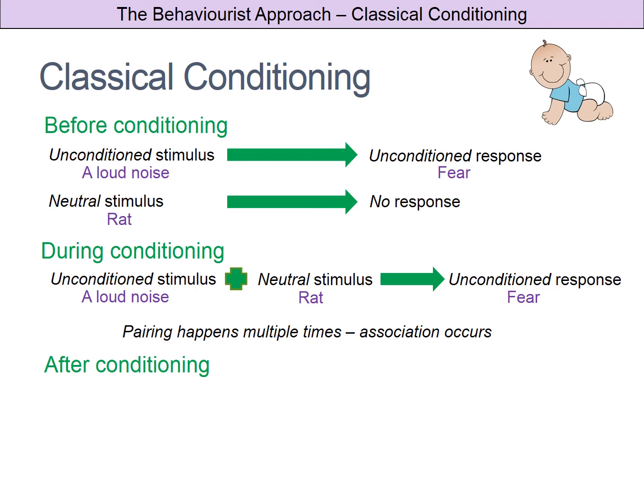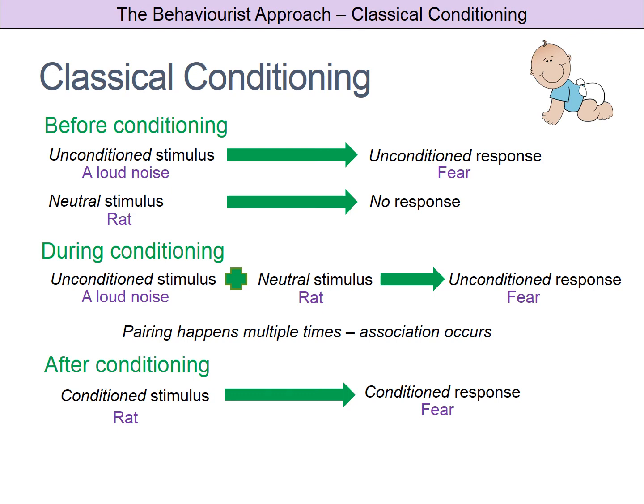So once this has happened several times, after conditioning, the rat, which used to be the neutral stimulus, then becomes the conditioned stimulus or the learned stimulus. A conditioned stimulus is something that we've learned to respond to. And now if you present the rat to the infant, you get the conditioned response, which is fear.